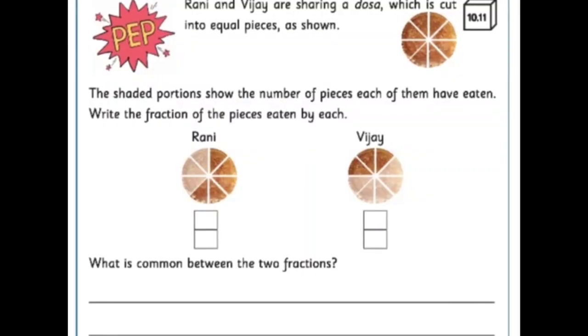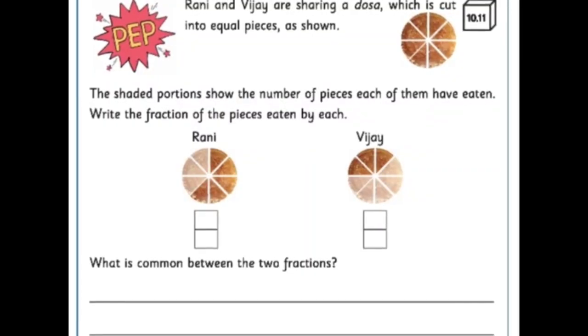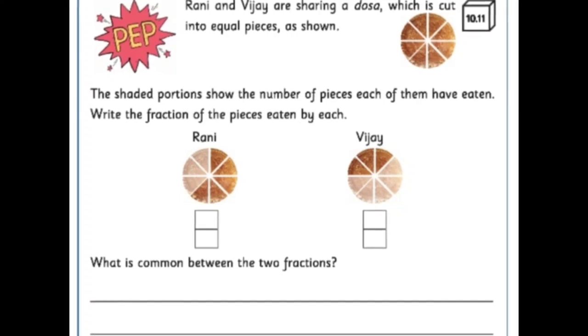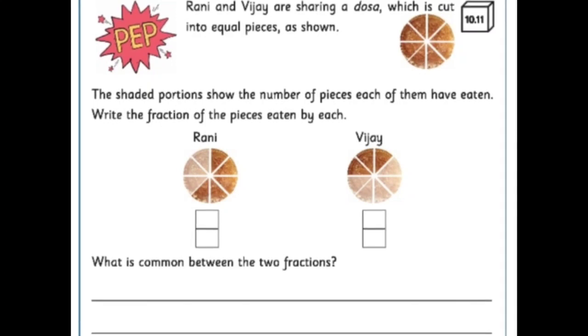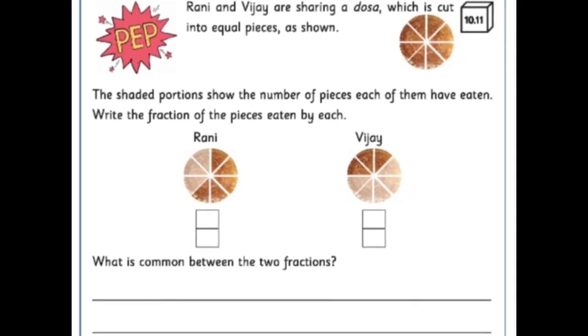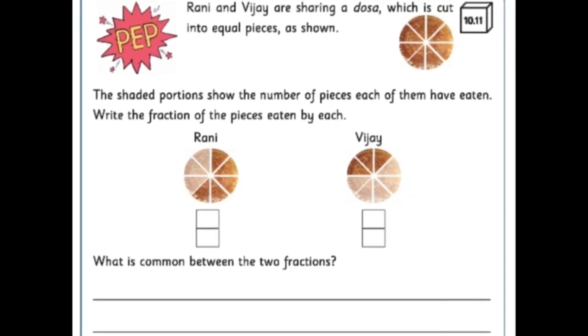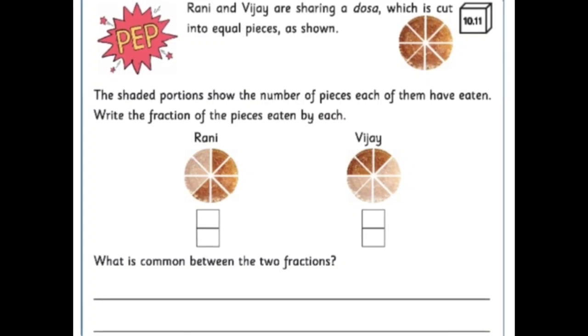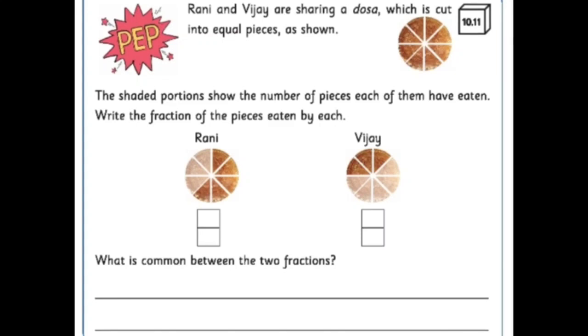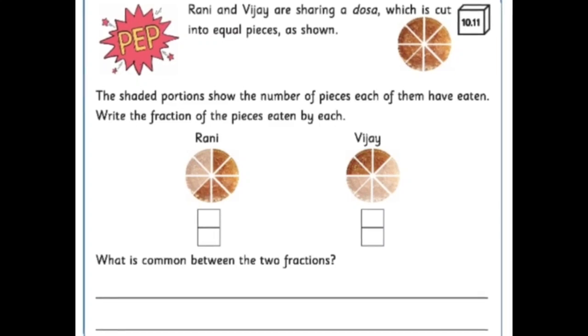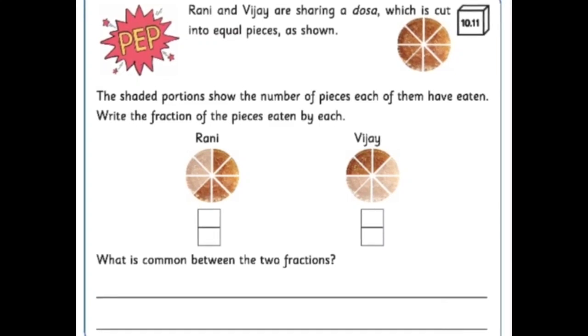Let's learn this topic by the help of a pep activity. Children, take page number 41, pep activity 10.11. Rani and Vijay are sharing a dosha, which is cut into equal pieces as shown. The shaded portions show the number of pieces each of them have eaten. Write the fraction of the pieces eaten by each.